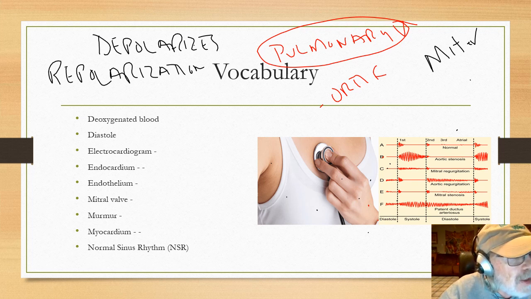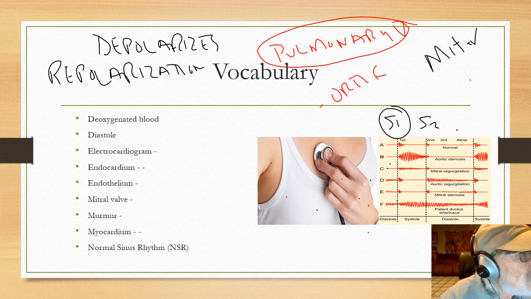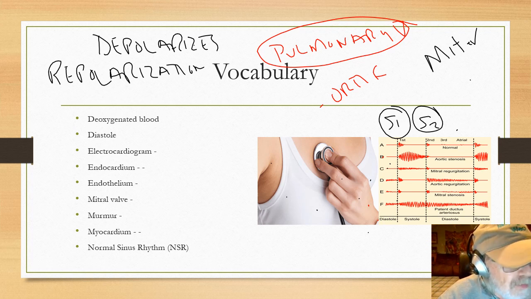You hear a lub dub, lub dub, lub dub, lub dub, lub dub. There's two sounds, one sound after another. The first sound, for some strange reason, is called S1, sound 1. The second sound is called S2. This S1 sound is a closure of the tricuspid and mitral bicuspid valve. This S2 is actually the blood hitting against and the closure of the aortic and the pulmonary valve.